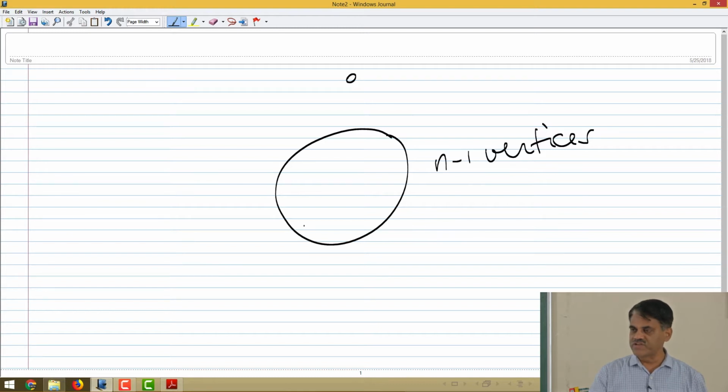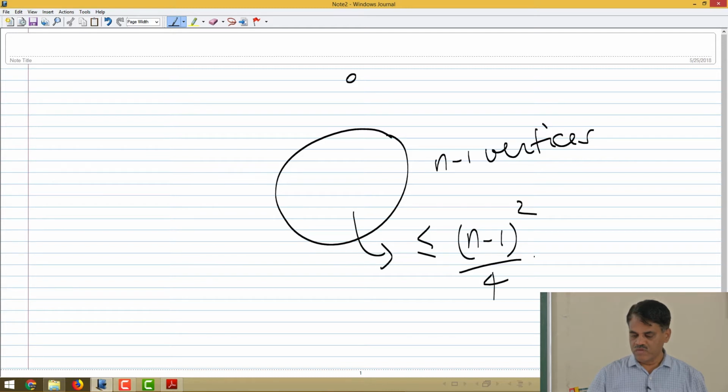This graph does not have any triangle. So, the number of edges here is at most n minus 1 whole square by 4, but there are a lot of edges like this. How many edges? What sort of edges can there be? All we know is that the graph has no triangle, right?